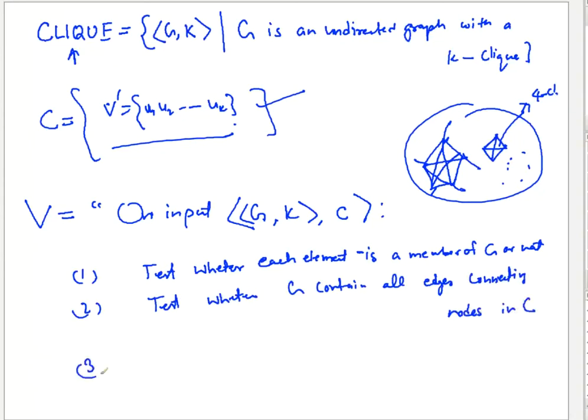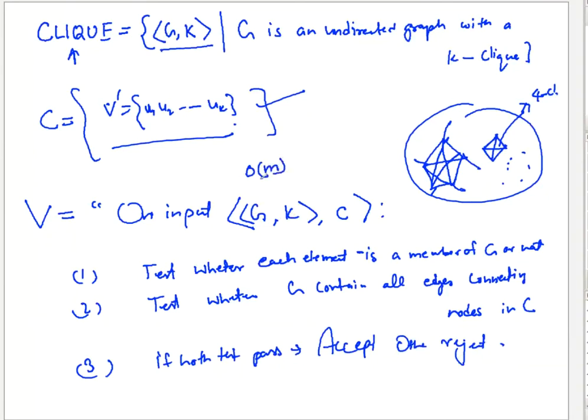If both of the tests pass, you're going to say accept, otherwise reject. Now, what is the size of the input? You have a graph G, you have K and the certificate C. The original problem was of the size of the graph and value K. So certainly it is of order of M, where M is the number of nodes.